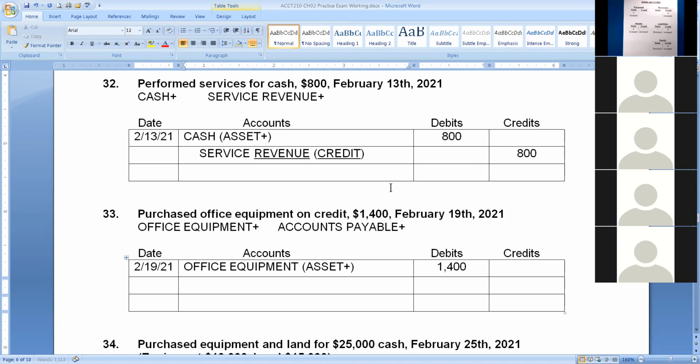Okay, so this is accounts payable. That is a liability going up. So again, we owe more. We owe $1,400 more. So we have to put that on the books that we owe $1,400 more.